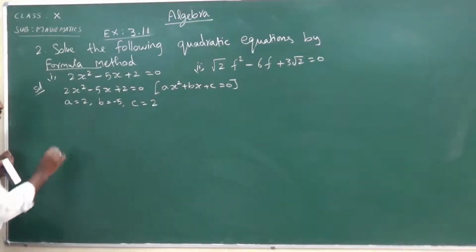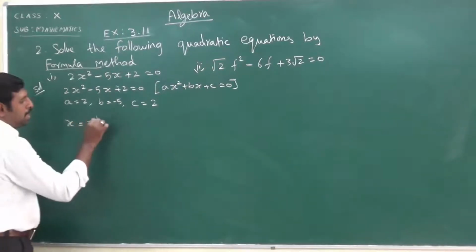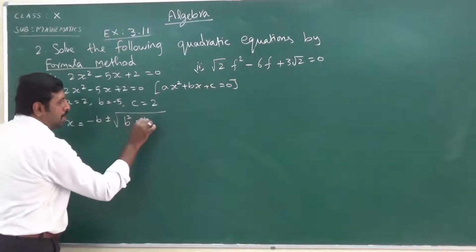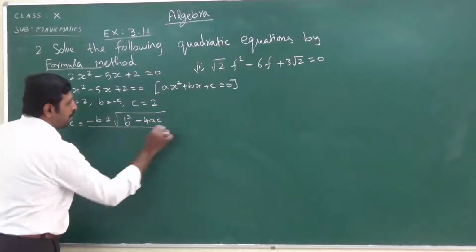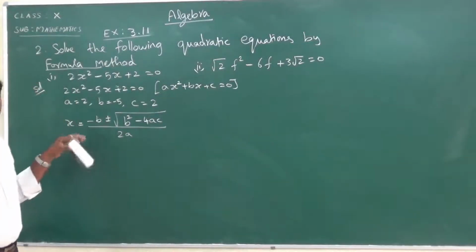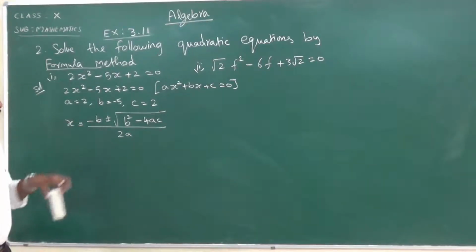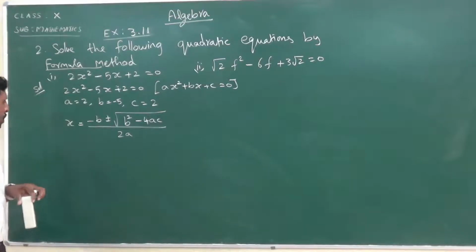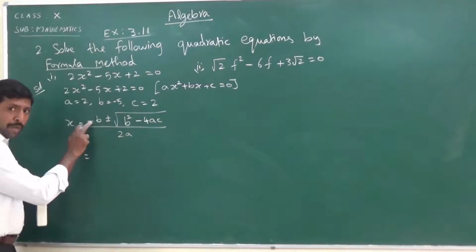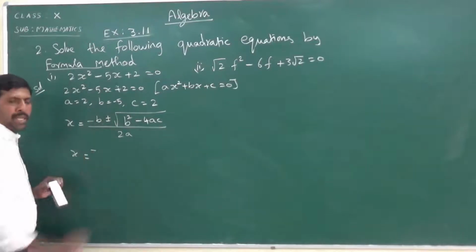Now by the formula method, we know the quadratic equation formula, that is x is equal to minus b plus or minus root of b square minus 4ac divided by 2a is the formula. This is the quadratic formula to find the solution. So in the place of a, b, c, we apply the values. Now x is equal to, here in the formula we have minus, so put the minus symbol first, and then the value of b is equal to minus 5.